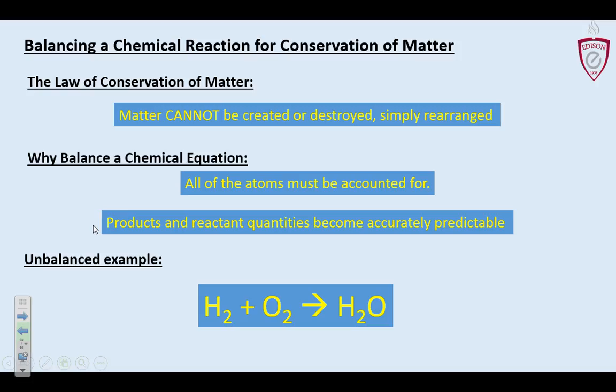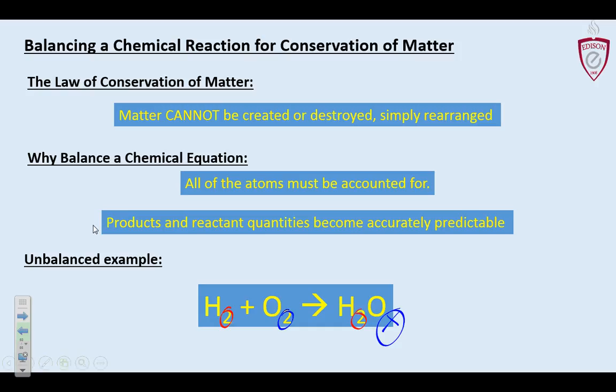But what I'm talking about is the fact that there are two hydrogens on the left, and two hydrogens on the right, and that's good. So we're good there. But if you look at the left, you've got two oxygens and only one on the right. Problem: something's missing on the right-hand side.